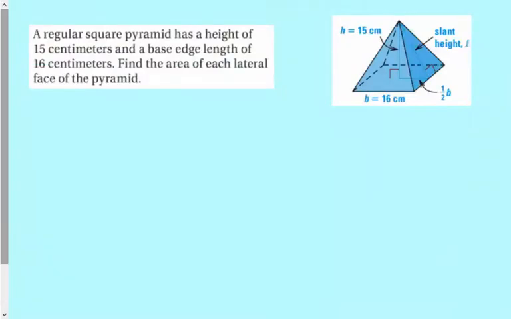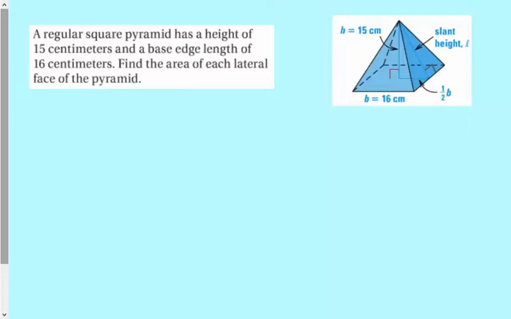Okay, so let's get right into this. We're just going to add up five different pieces here, and that's all we're doing. That's all surface area is. You're just adding pieces together. So we have a regular square pyramid with a height of 15. The base edge is 16 centimeters. Find the area of each lateral face. They want the area of the lateral face. They do not want the full surface area, so it's actually easier.